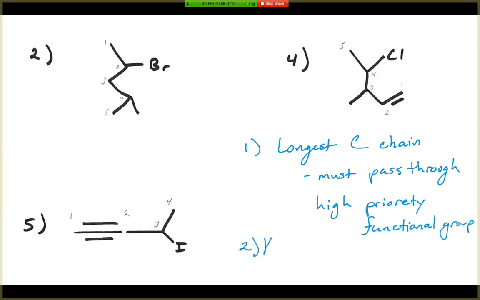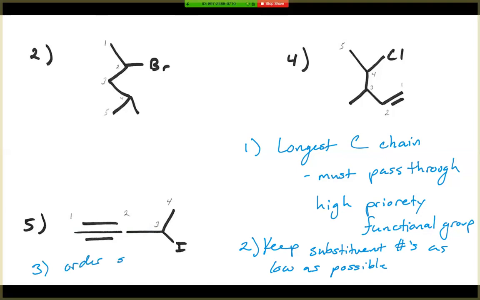Right? Keep substituent numbers as low as possible. And I guess number 3 is order substituents alphabetically. Right, so those are our 3 main rules. That's how we're going to go through literally the rest of the problems in terms of naming.